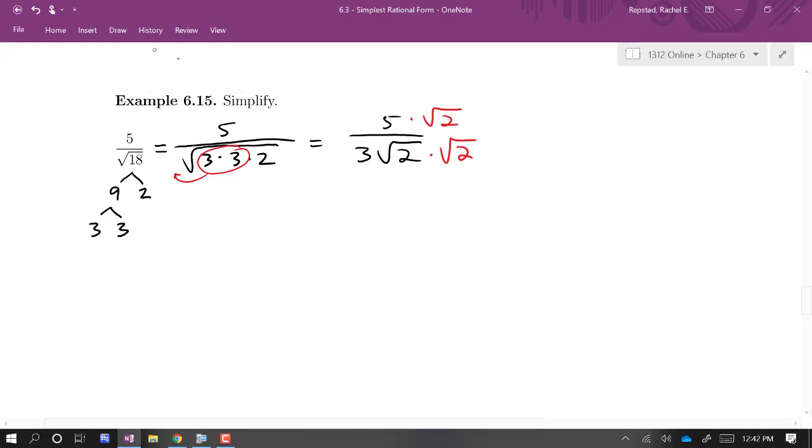And on the bottom, the square root of 2 times the square root of 2, that's a factor of 2. I'm going to multiply it by the 3 that's already there. So in the bottom I've got a 6. Up top I have 5 times the square root of 2, and that's as far as we can go.